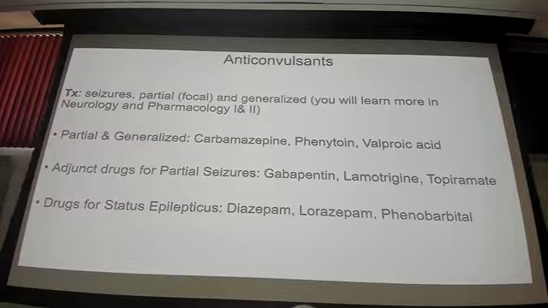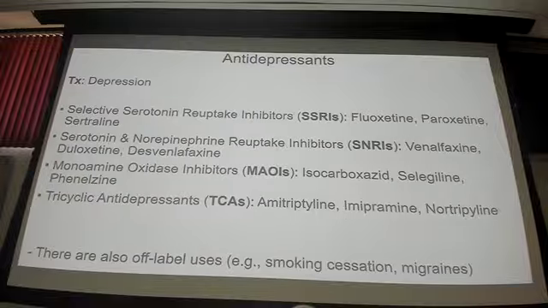And then for status epilepticus, which is a severe seizure where the person's entire body is experiencing a seizure, you would use benzodiazepines, diazepam, lorazepam, and then phenobarbital. So for antidepressants, of course, they treat depression, and there are 4 main classes.